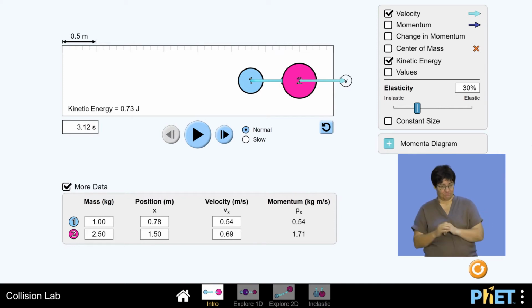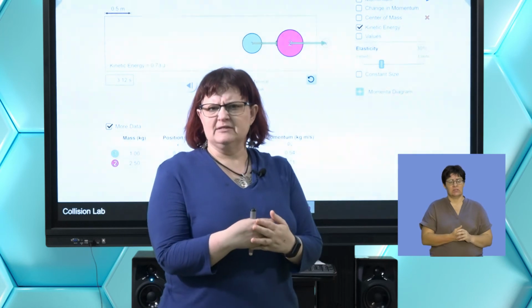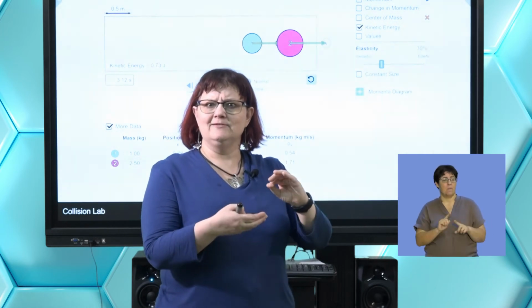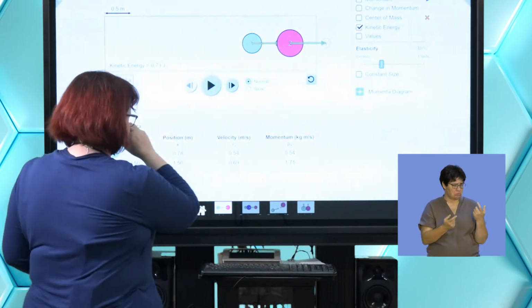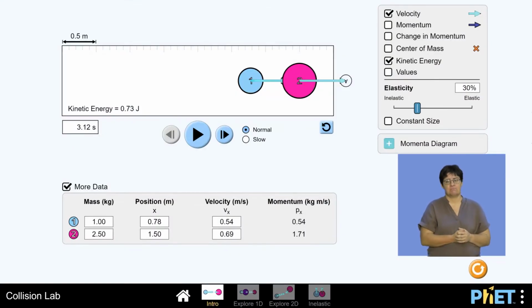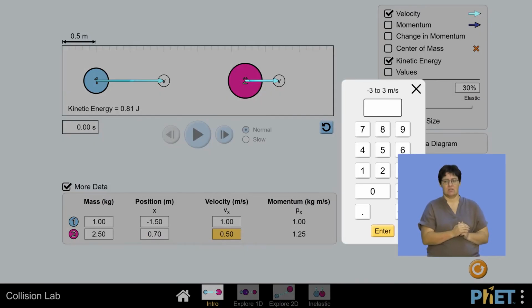Now, with all the ones we've done so far, we've had them end up going in the same direction. But what happens if they change direction? Okay, so let's reset, and I'm going to do this, and let's change that one to be going at minus 0.5.